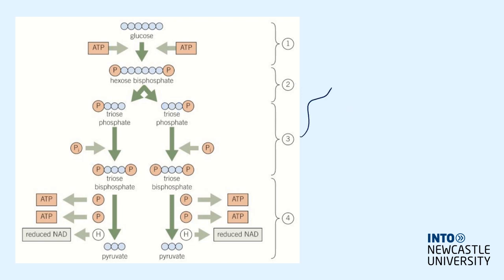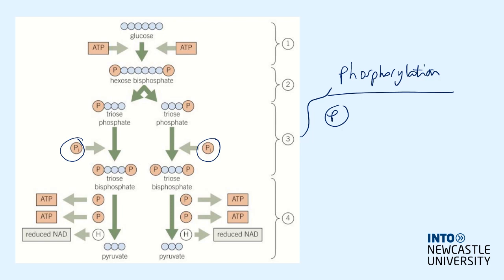The third stage is phosphorylation again. So we're going to add another phosphate to each compound. Now this is happening twice because remember we had the 6-carbon split to 2 3-carbon compounds. So we've got 2 triose phosphates. These phosphates are not coming from ATP. Instead, they are free phosphates in the cytoplasm that are added on to the triose phosphate to form triose bisphosphate. And again, you've got that bi in there to tell you 2.